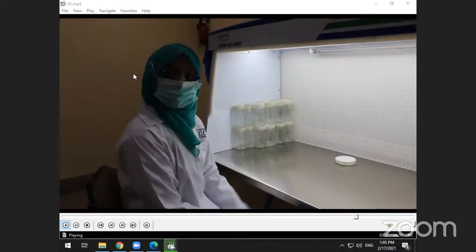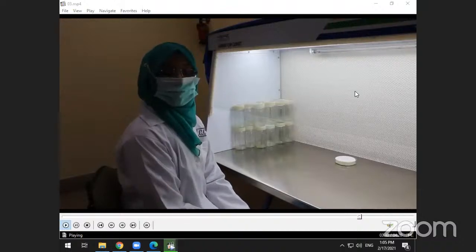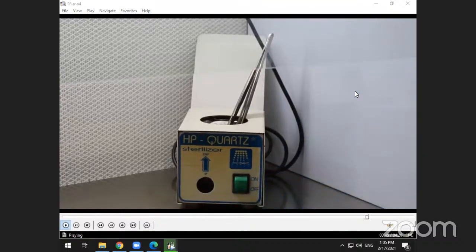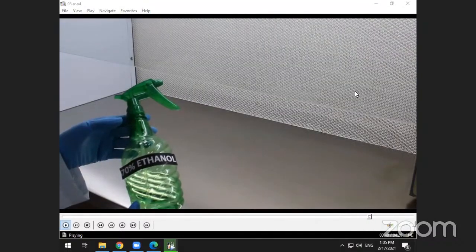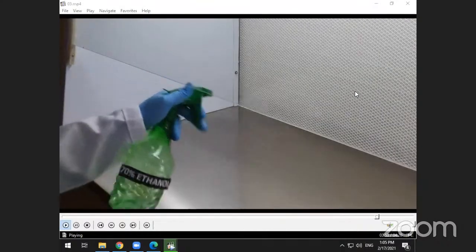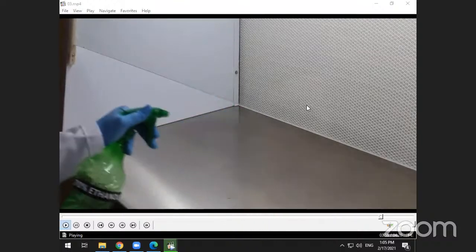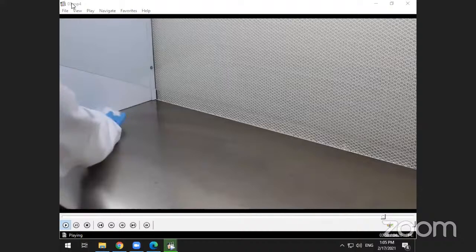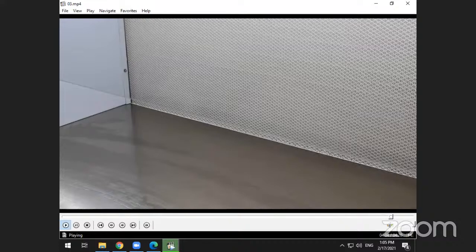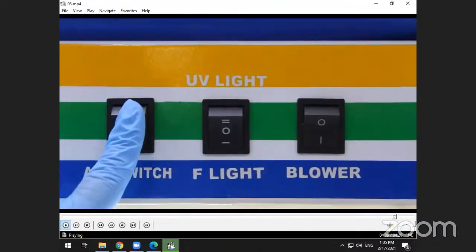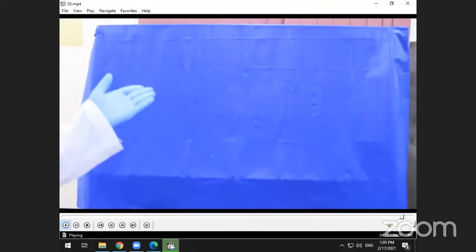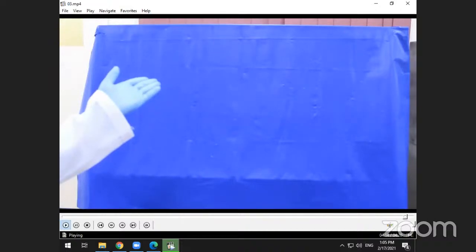In order to turn off the hood, remove all the waste and used Petri plates and media jars. Turn off sterilizer. Disinfect the surface of hood with 70% ethanol. Remove all the excess ethanol with autoclaved cotton. Turn off switch, light and blower and cover the laminar flow hood.